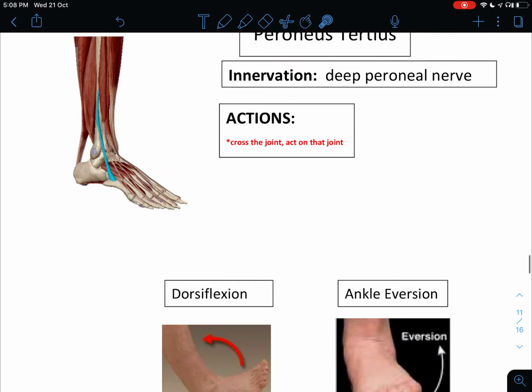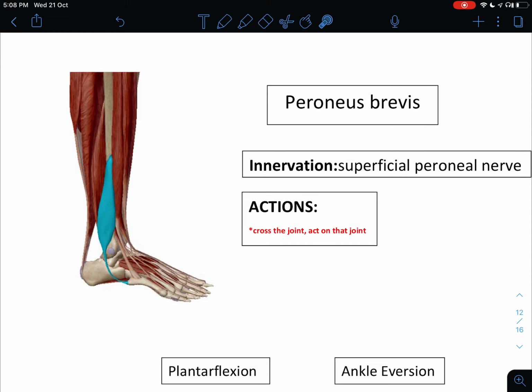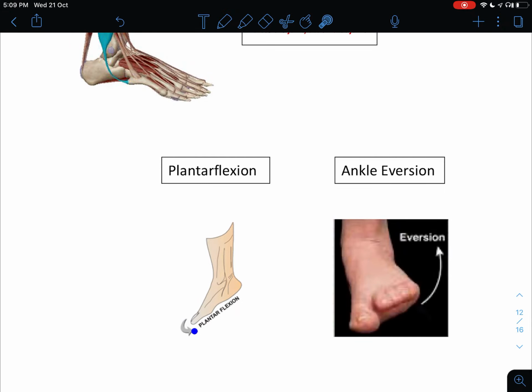Now above the peroneus tertius, we have our peroneus brevis. Now this is going to be innervated by the superficial peroneal nerve. And its actions are going to be plantar flexion and ankle eversion.